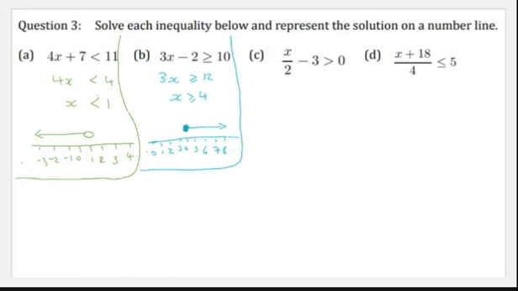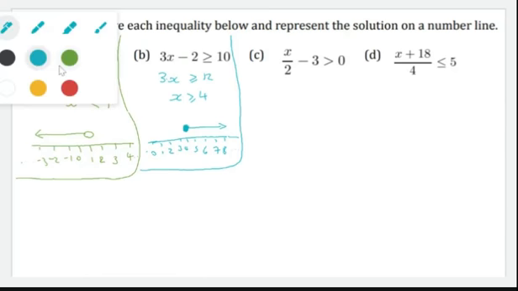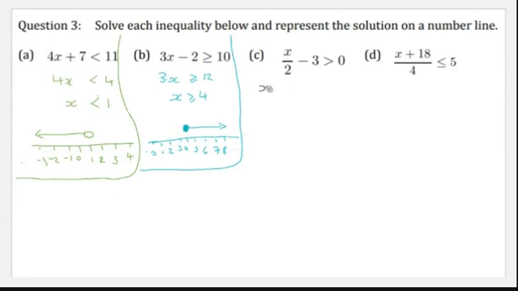Next example. You have to add 3 on both sides. So x over 2 is greater than 3. Lovely. Then you multiply by 2 on both sides. So that's x is greater than 6.